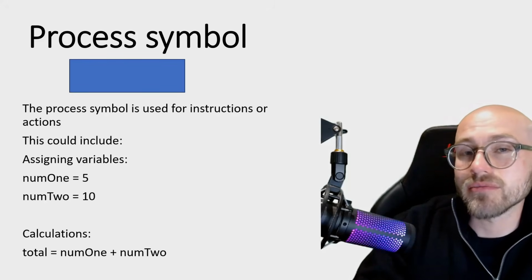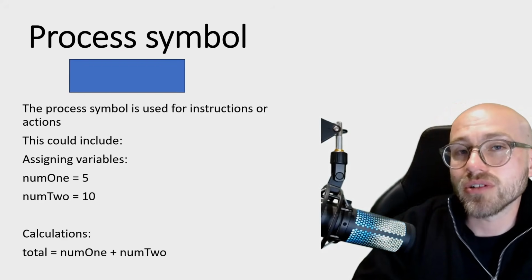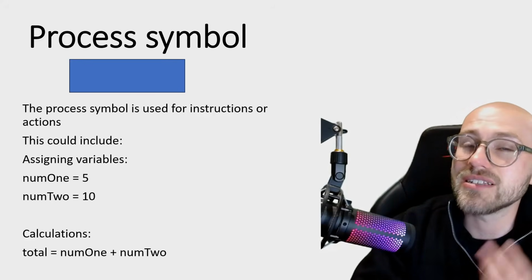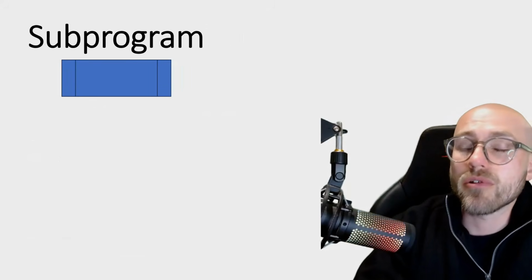Let's say in an algorithm we wanted to add the two numbers together. So I've got a new variable which is called total equals num1 plus num2. That kind of calculation that takes place is going inside a process symbol as well. Another symbol we've got is called a subprogram symbol.